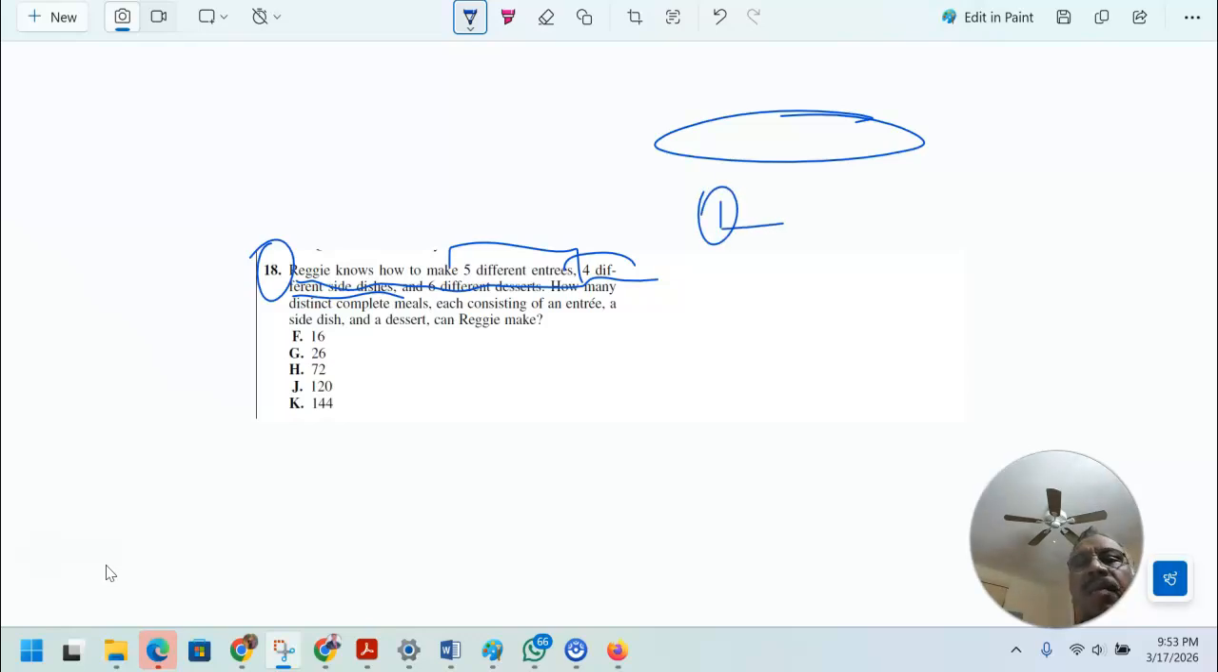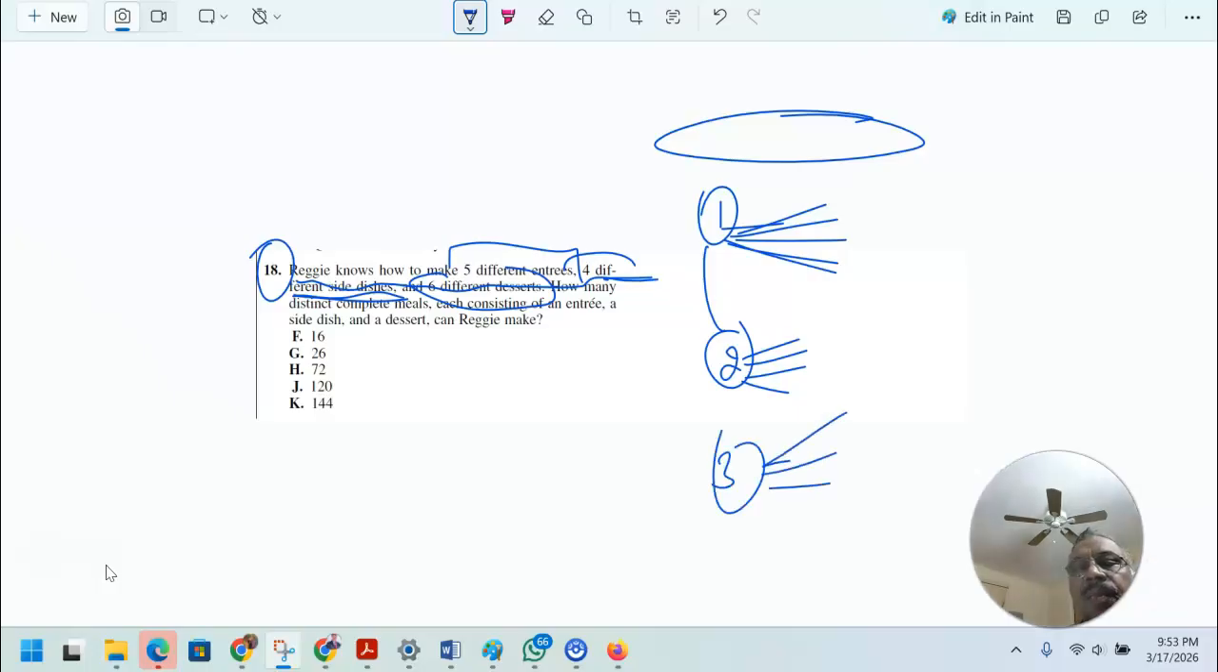Question number 18 is: Reggie knows how to make 5 different entrees, 4 different side dishes. So entrees means you want to have a food on the plate. So first you want to have 5 different entrees. So like this, 5 entrees. Then after that you go for 4 different side dishes. So 1, 2, 3, 4. Then you go for 6 as the third one.